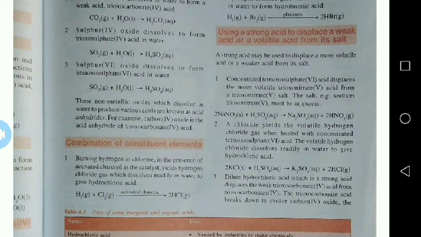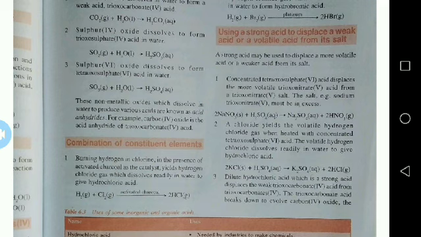excess. Number 2, a chloride yields the volatile hydrogen chloride gas when heated with concentrated tetraoxosulfuric acid. The volatile hydrogen chloride dissolves readily in water to give hydrochloric acid. Okay. There's a few minutes to go.